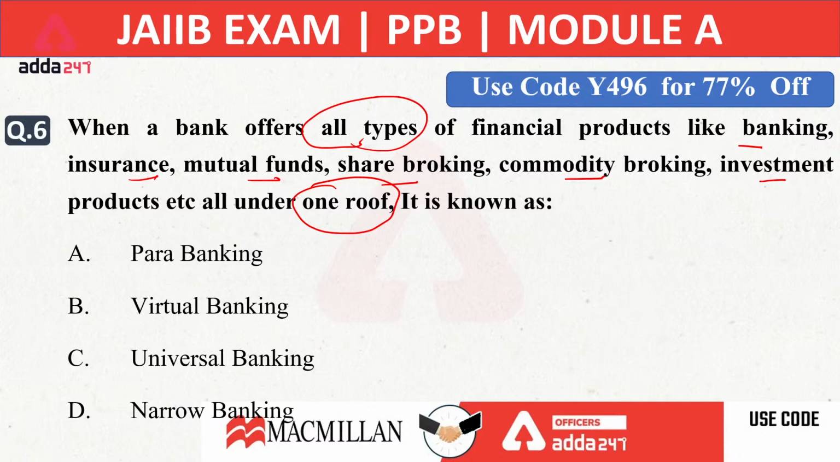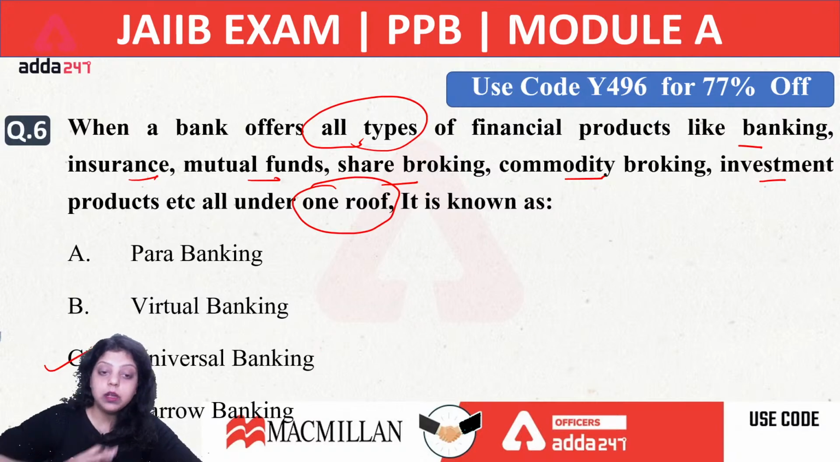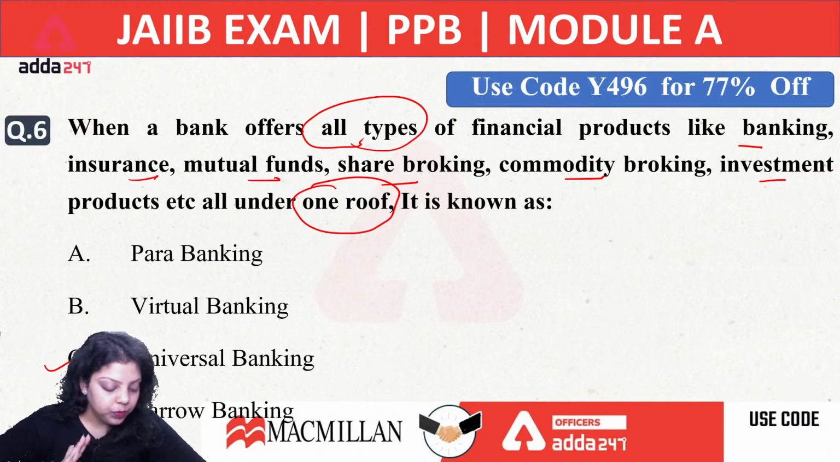So everyone is going with the C option. Okay. So right answer will be, sorry, that is universal banking. Right answer will be your C, universal banking. So universal banking is a type of banking in which a bank is providing all types of activities, all types of financial products under a single roof.